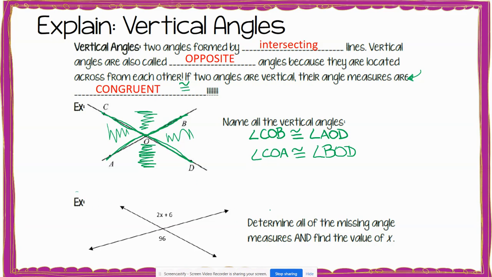Now, in this example, it asks us to determine the missing angle measure and find the value of x. Well, I know right here that this angle is equal to this angle because they are vertical. So if I need to know what x is, then I know that whatever 2x plus 6 is, it's equal to 96 because these are equal to each other. So then all I would need to do is solve this equation. Well, I would subtract 6 from both sides. These would cancel to leave me with 2x. 96 minus 6 is 90. Then I would divide by 2 on both sides. These would cancel, and 90 divided by 2 is 45. So for this, x equals 45.